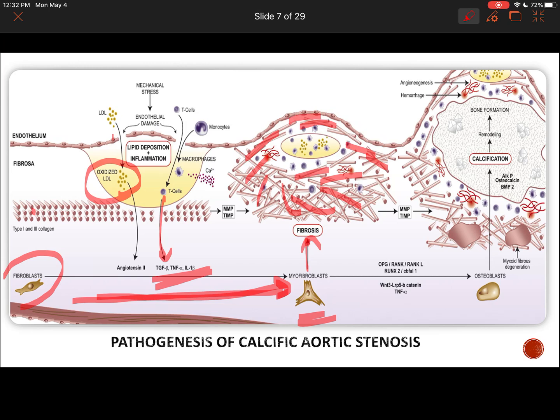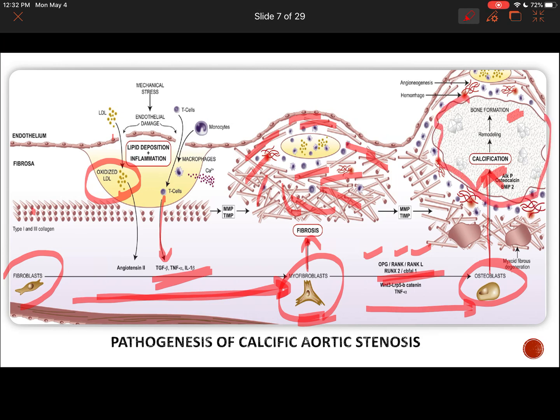And after many years, the myofibroblast will get differentiated into an osteoblast by a procalcific pathway. So OPG and RANKL are responsible for this conversion of a myofibroblast into an osteoblast, and this osteoblast will eventually cause increased calcification and bone formation. This process is the same as that of lamellar bone formation, and eventually there will be calcification of the valve.